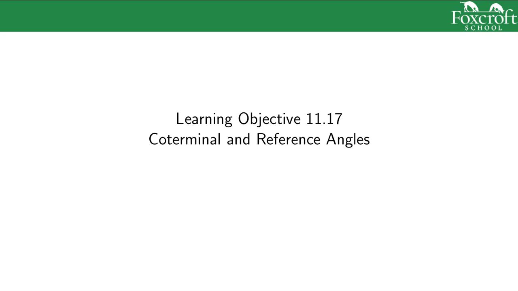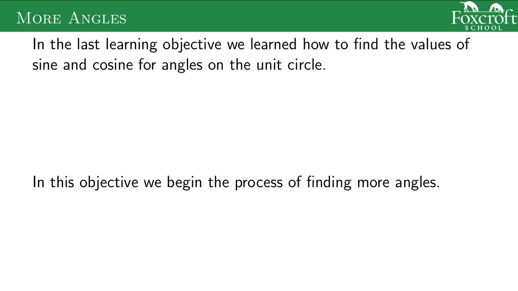In this learning objective, we're going to talk about coterminal and reference angles, which are just a way to talk about other angles in our unit circle. In our previous learning objective, we learned how to find the sine and cosine values for angles that appear in the unit circle. But in this one, we're going to look at more angles in the unit circle.